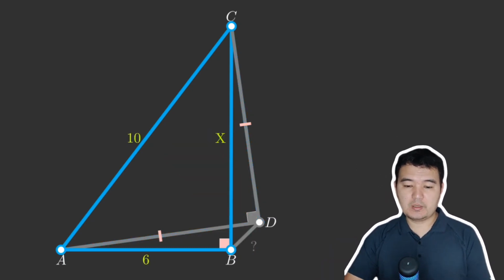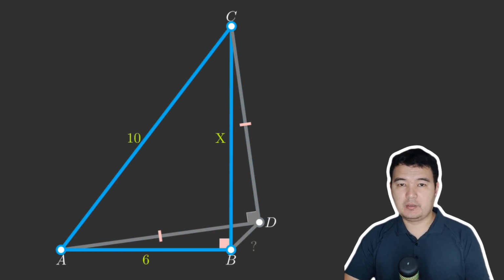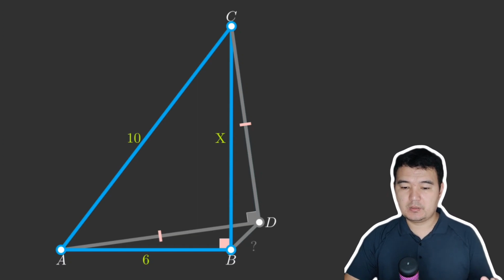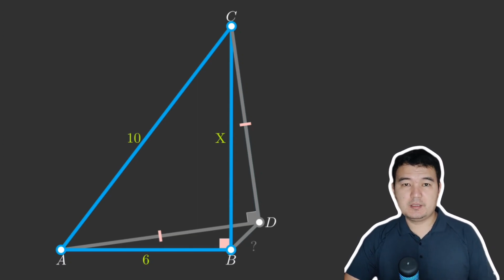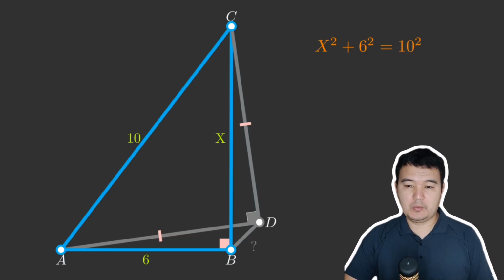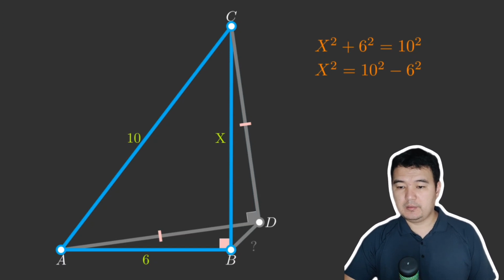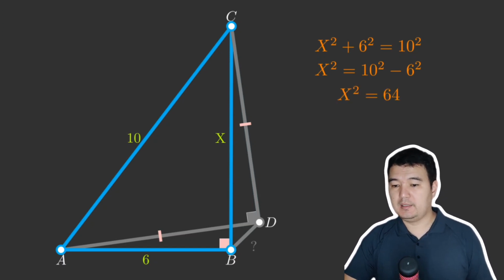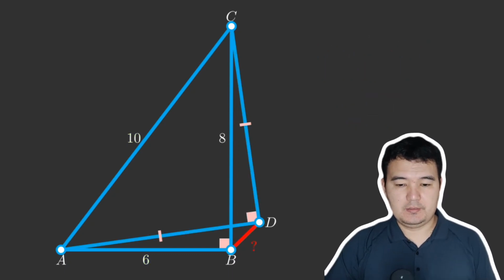So let's start with the triangle ABC, which is a right triangle, and we can use the Pythagorean theorem, which is the first theorem that we are going to use in this solution. Since B is a right angle, we can write the following equation: x squared plus 6 squared is 10 squared, which is the Pythagorean theorem. If you solve this equation, x squared will be 64 and x is 8. So now we know the length of BC.